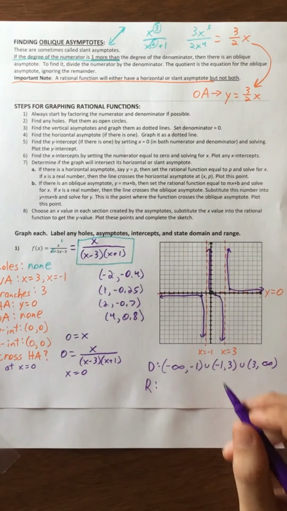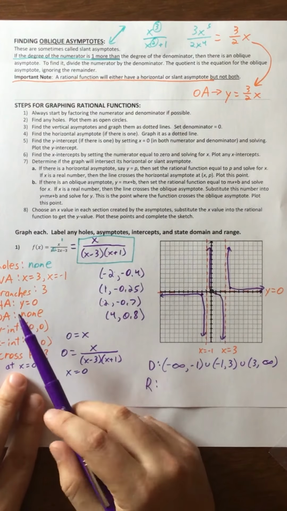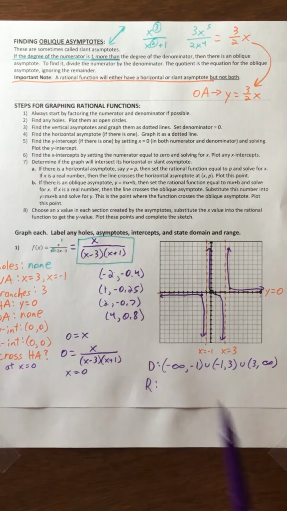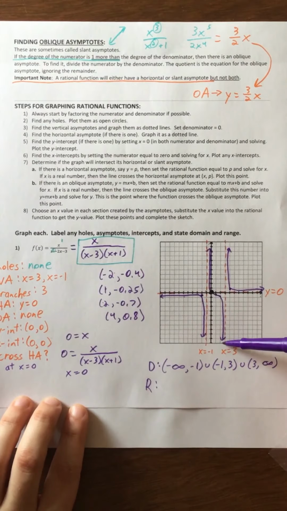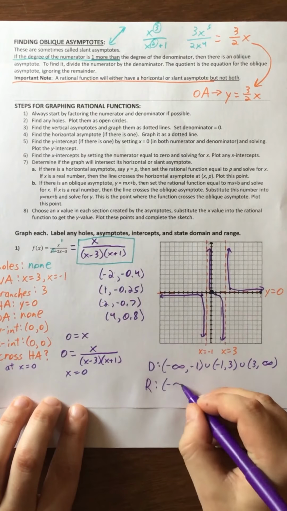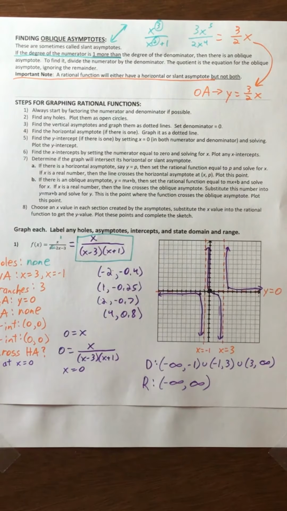Now range. Range, you cannot just look at your horizontal asymptote and take out 0, because in my range, I actually do hit 0 here. So you have to just work your way from bottom to top. See if you hit all of the points in between. Okay, I'm going to go down to infinity. This cubic is going to hit all real numbers here. So my range here is all real numbers. That's it for number 1.